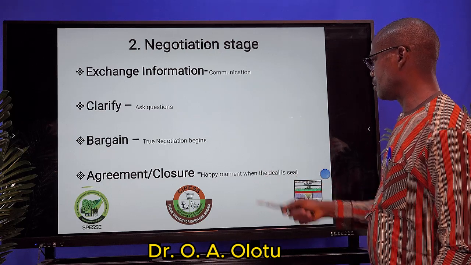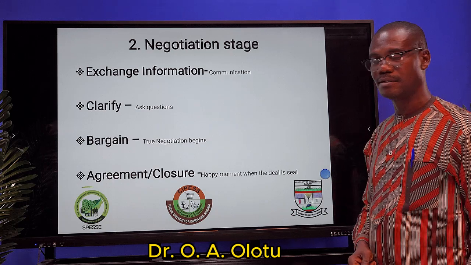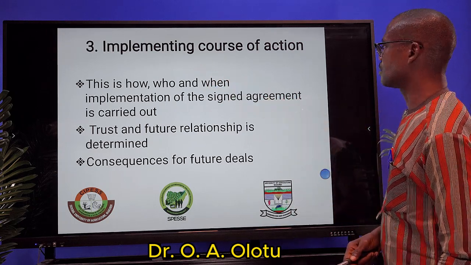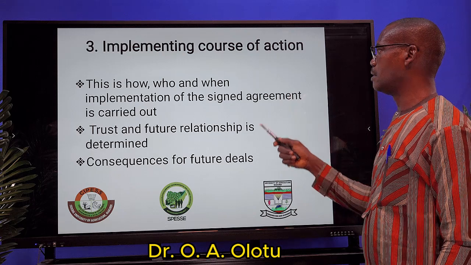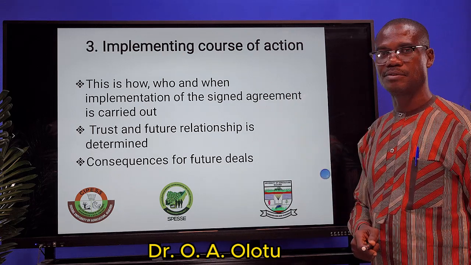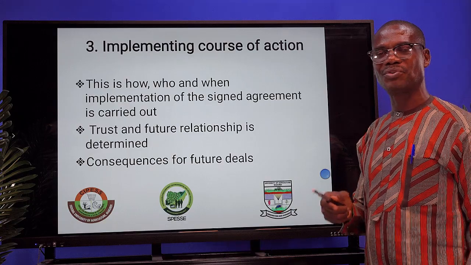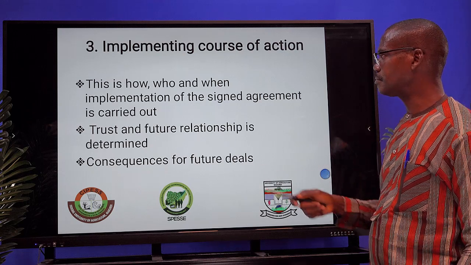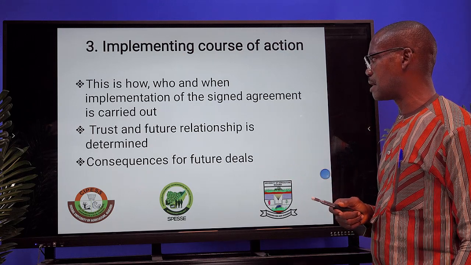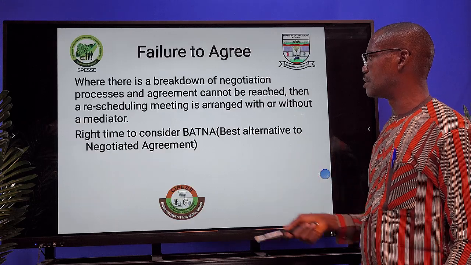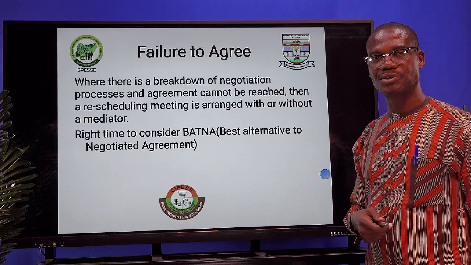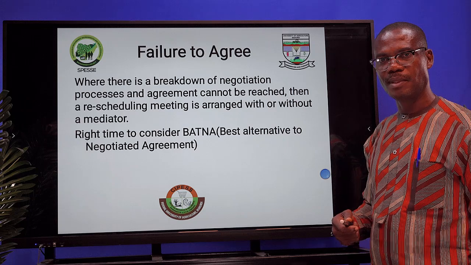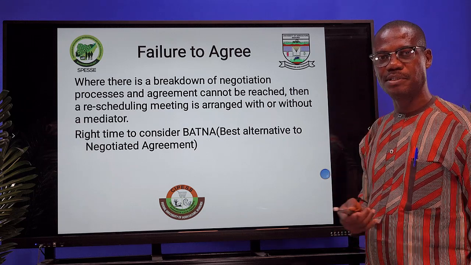At that point, that's when you refer to a happy moment when the deal is sealed after you have signed the agreement. And then finally, you have the implementing course of actions. This is how, who, and when implementation of the signed agreement is carried out. So negotiation does not just end at the point of signing the agreement. It goes beyond that. It also has to do with implementation. Trust and future relationship are determined and consequential for future deals. So when you are negotiating and sealing the negotiation, also consider the future. What relationship are we building? Are we going to sustain the relationship on this basis and all that?